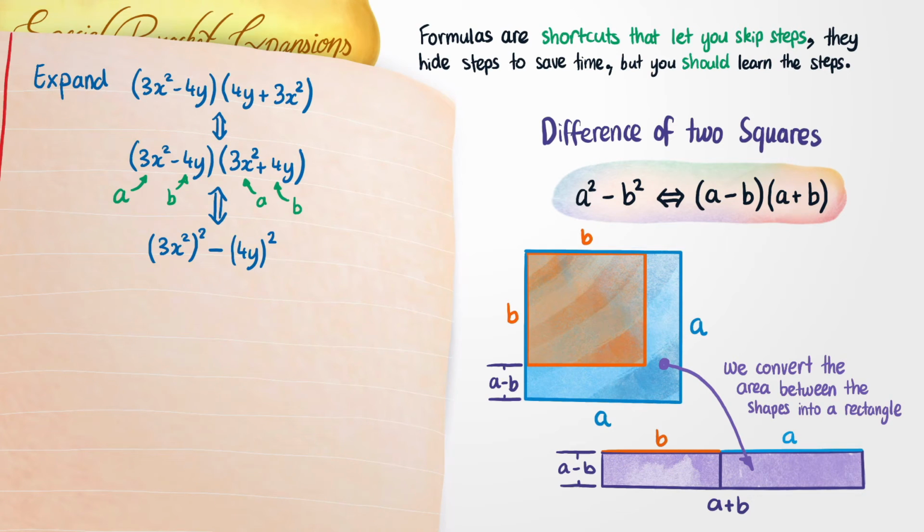Now again, we've applied the formula perfectly well, but we can simplify this a little bit further. So let's do that. 3 squared is 9, and then x squared all squared is just x to the power of 4. 4 squared is 16, and then y squared can just be written as y squared. And this just means that we can say that 3x squared minus 4y times 4y plus 3x squared is the exact same thing as 9x to the power of 4 minus 16y squared.